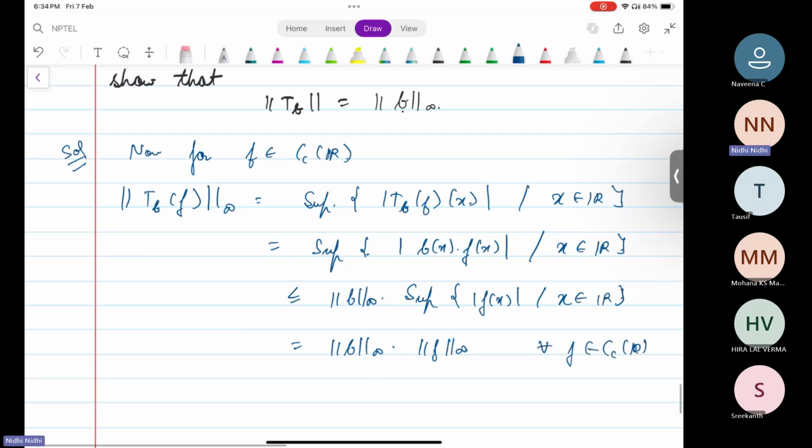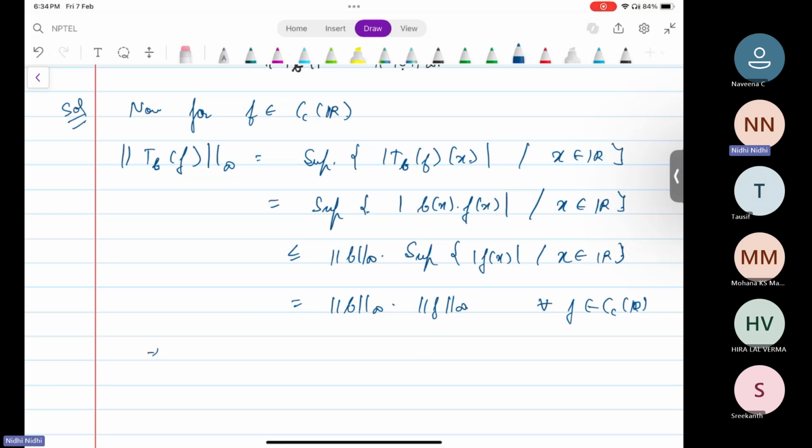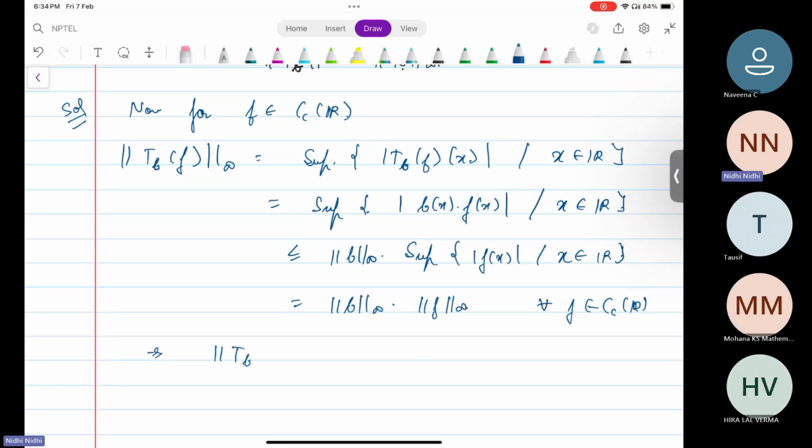This tells us that the operator norm of T_B is less than or equal to the sup norm of B. Let's mark this as equation 1.